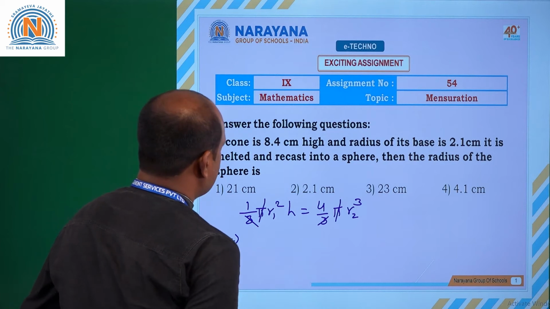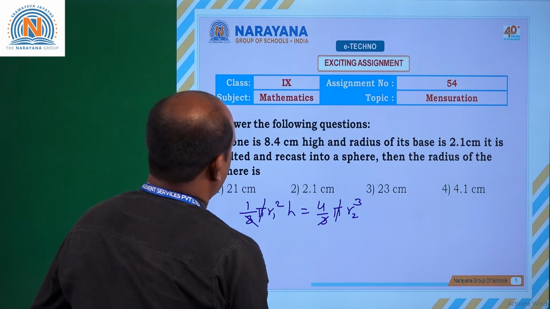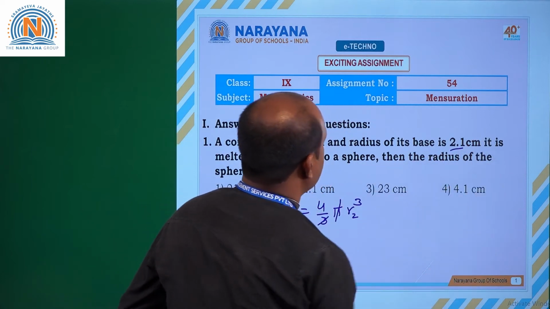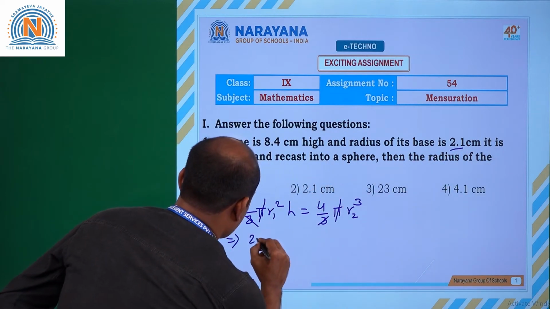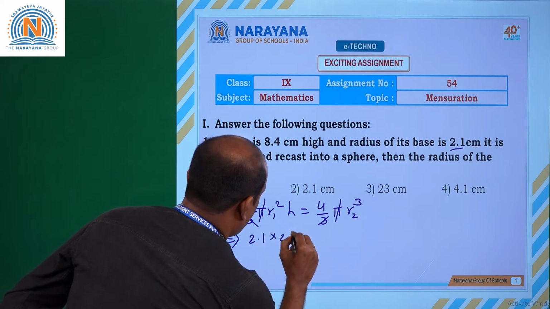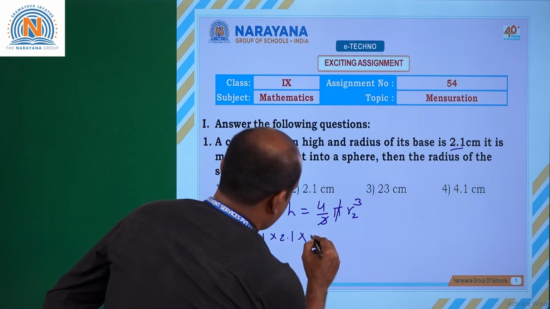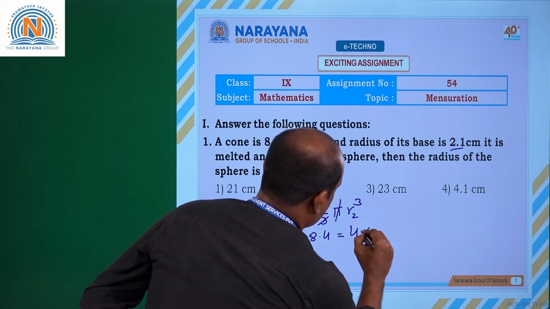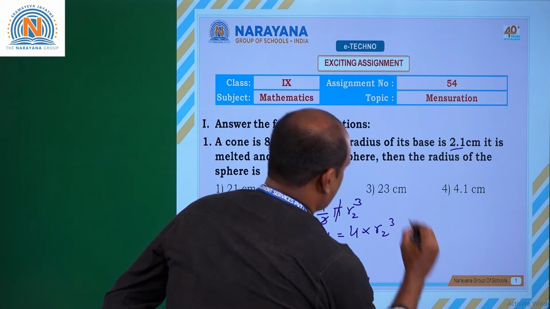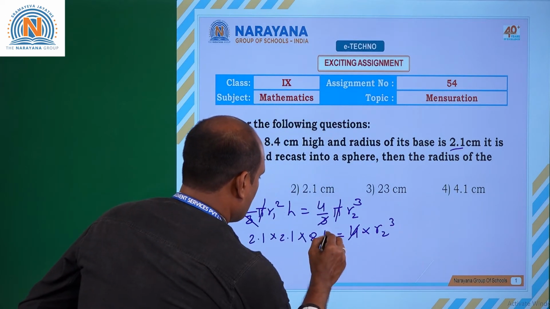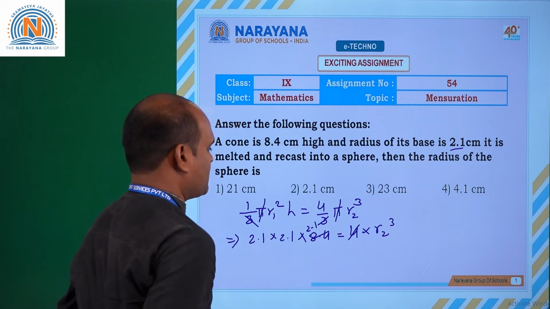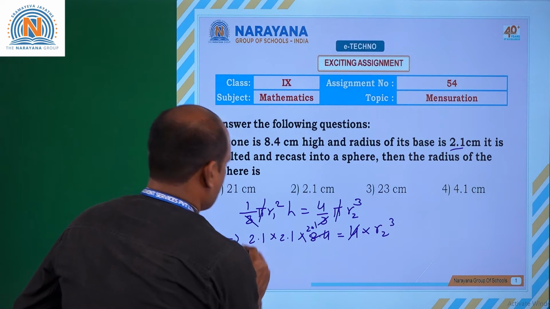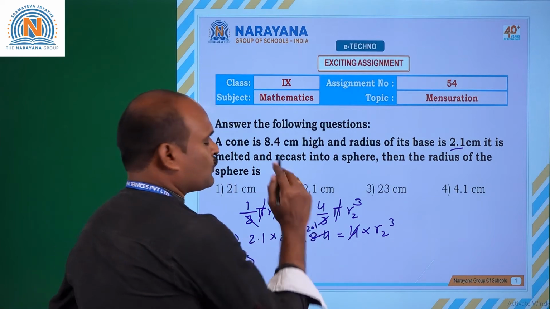So r1 square into h. What is r1? What is the radius of the cone? That is 2.1 centimeters, right? So 2.1 into 2.1 into h, which is 8.4, is equal to 4 into r2 cube. This 4 goes into 8.4 how many times? 2.1 times, right? So that implies 2.1 into 2.1 into 2.1.